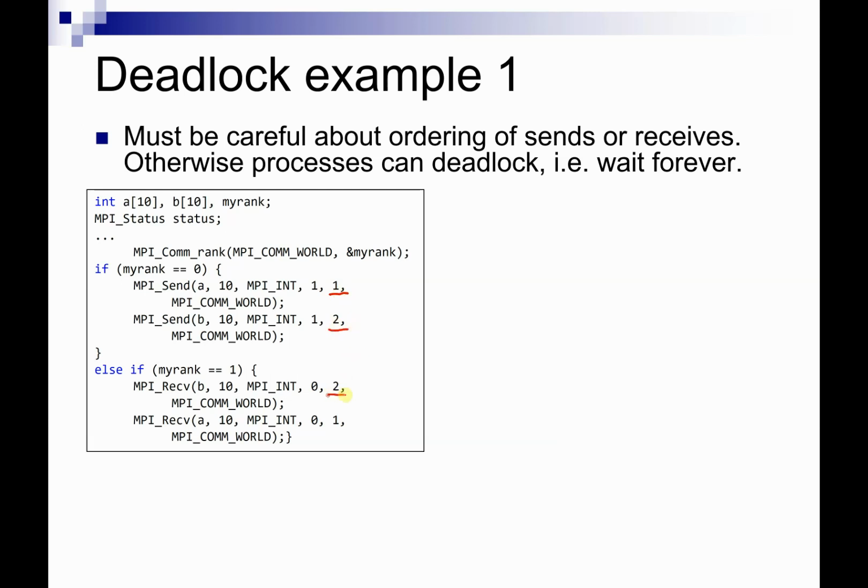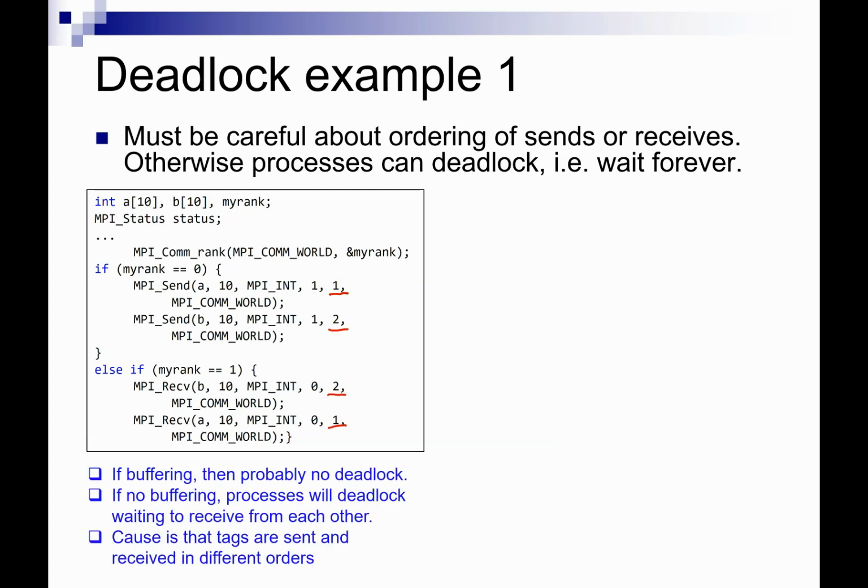And then this 2 over here is saying that this rank 1 process wants to receive a message with tag 2, and then it wants to receive a message with tag 1. Okay, so now this program can block if we don't have any buffering.